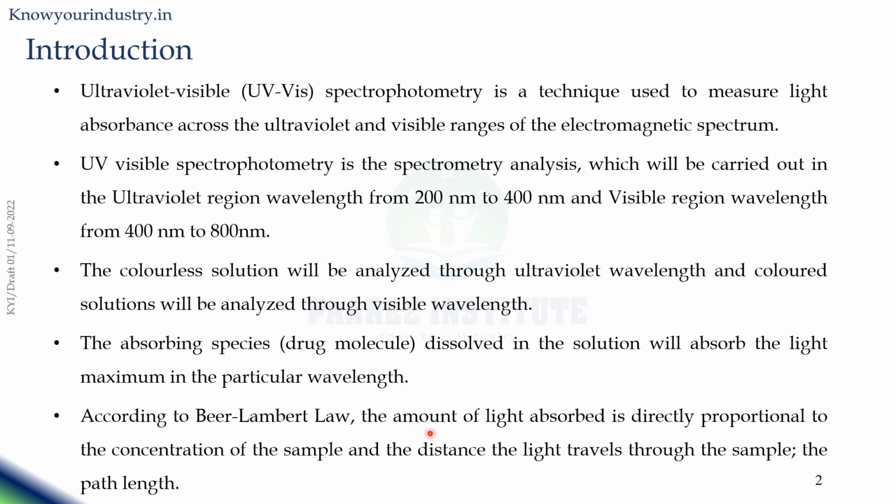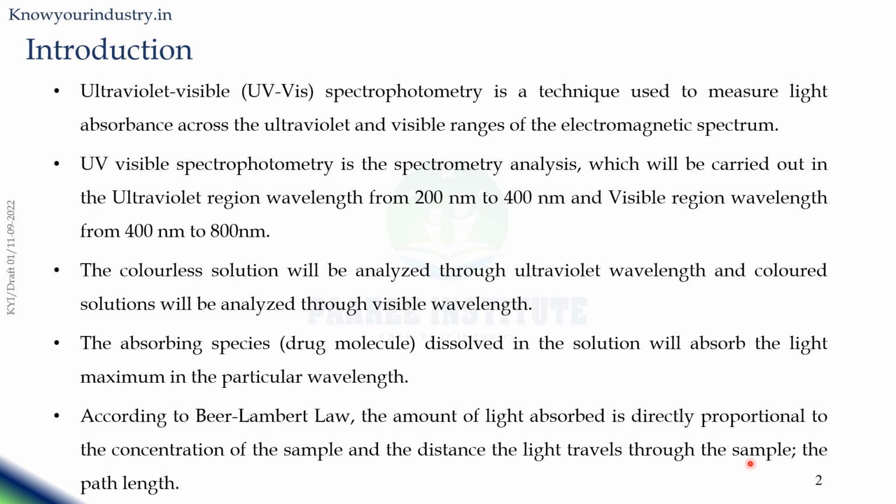According to the Beer-Lambert law, the amount of light absorbed is directly proportional to the concentration of the sample and the distance the light travels through the sample. So there are two factors here. One is the concentration of the sample. If it is 1 mg per ml, 2 mg per ml and 3 mg per ml, the light is more absorbed with 3 mg per ml. That is the direct proportionality. The concentration is directly proportional to the light absorbed. More light is absorbed with a higher concentration.